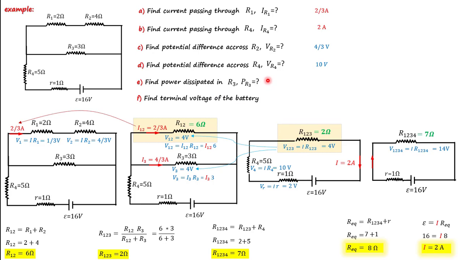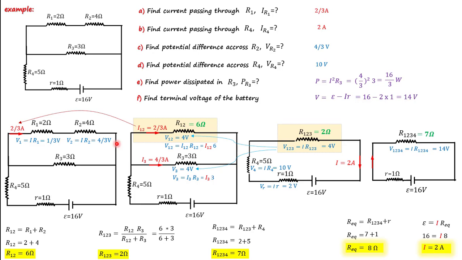And the power dissipated in R3, so this is this current, which is I3 squared times R3, then 4 over 3 squared times 3, and we get 16 over 3 watt. And finally, the terminal voltage of the battery, so epsilon minus Ir, and epsilon is 16 volt, minus 2 times 1. The current is 2 ampere right here. It's passing through small r, and the final result is 14 volts.